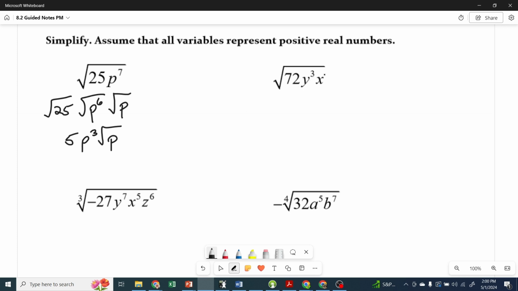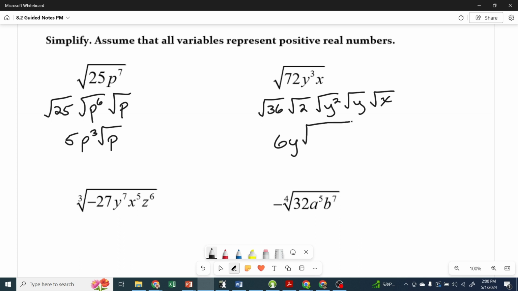Okay. So perfect squares that go into 72. Well, that's equal to the square root of 36 times the square root of 2, right? And then I would have y cubed has a y squared in it, so I'm going to do a y squared here, and then another y, and then square root of x. So the square root of 36 is 6. Square root of y squared is y. And then under my radical sign, 2xy.